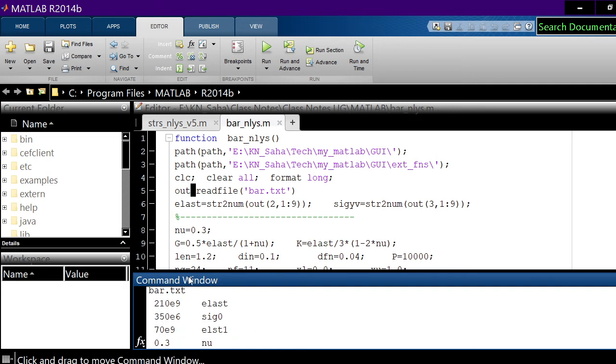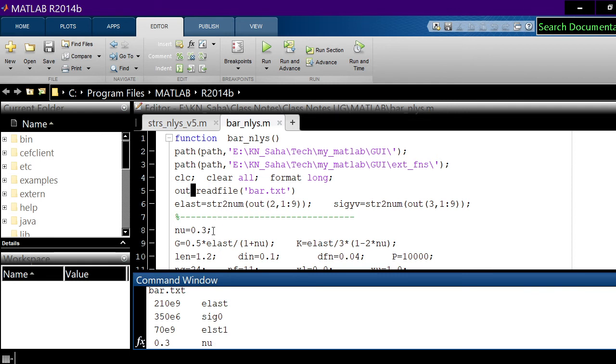This is the file bar dot text. What is given here? E value 210 into 10 to the power 9. Yes. Then our sigma value 350 into 10 to the power 6. This is an SI unit. Yes. This E1 value is for post-elastic behavior. New value is also given, but it is not read from the file.